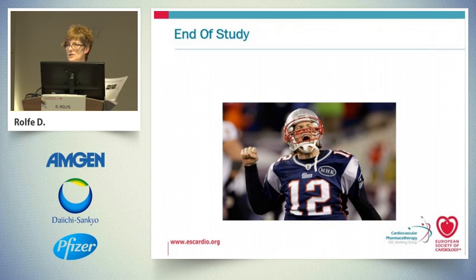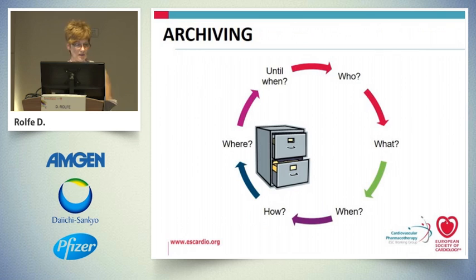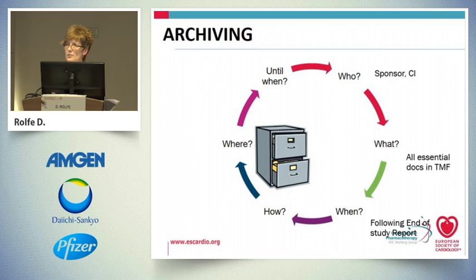However, we now have to archive. So, who does it? It is the responsibility of the sponsor and the chief investigator. It is all of the essential documents that are in the trial master file and your site files. It should be following the end of the study report. So once you get your study report, that should be the final piece of paper that goes into your files. There should be an archiving SOP held by the sponsor, and there should be a named archivist that looks after the records.